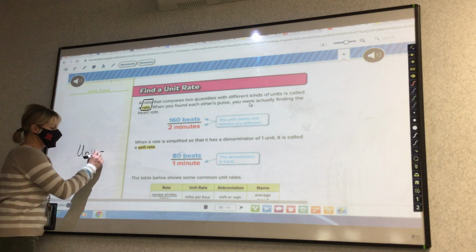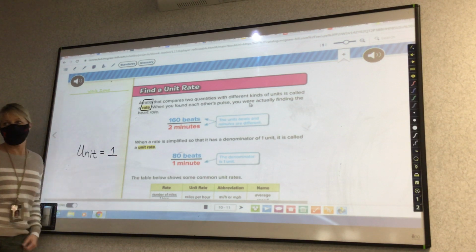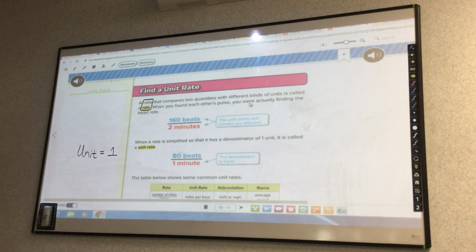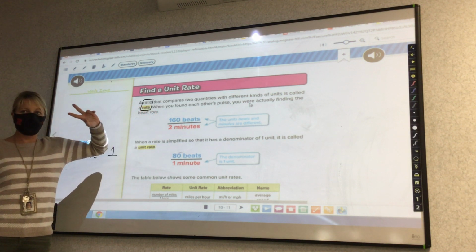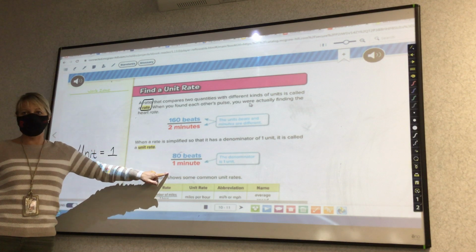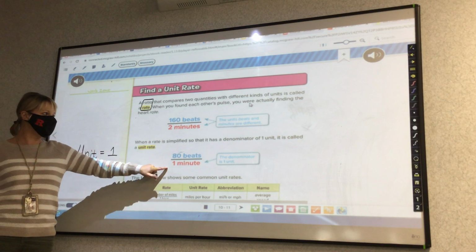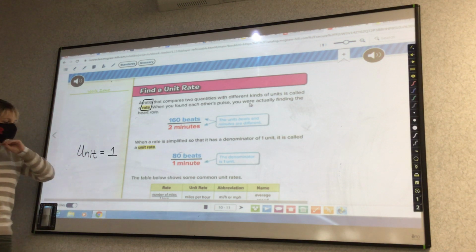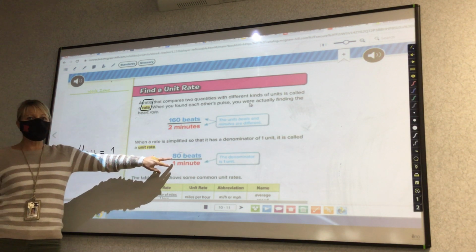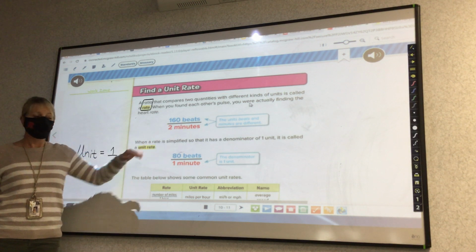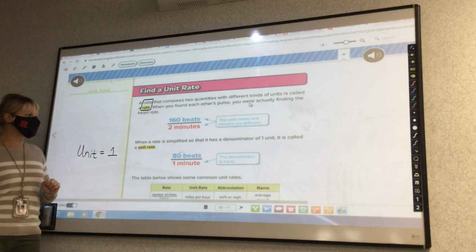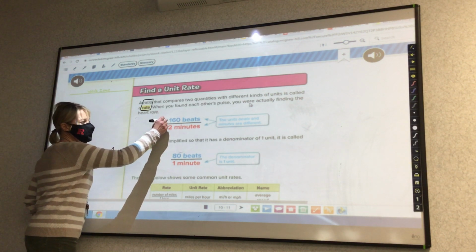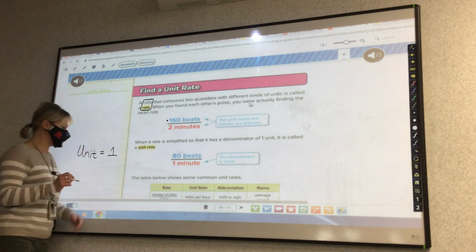Whenever we say unit, unit equals the number 1. You always need to know that unit means 1. Okay? So what it's saying is you're reducing 160 and 2 by 2 to get 80 over 1. Because it's over 1, it became my unit rate. Sometimes it's not as easy to reduce these. So to also become a unit rate, all I am doing is taking this numerator divided by the denominator.